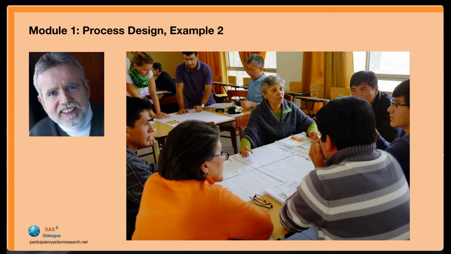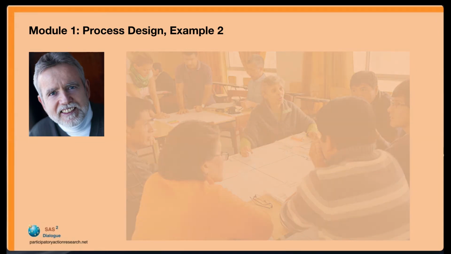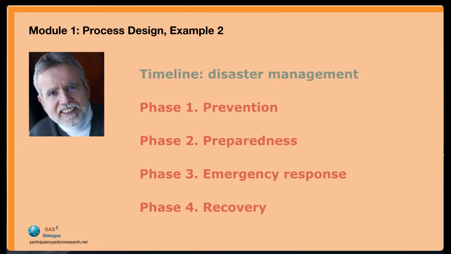The group then used the information from resource mapping and storytelling to support discussion of the kinds of things that can go wrong with relief efforts. Timeline, also from Module 2, then helped structure the observations into the 4 standard phases of the disaster management cycle: prevention, preparedness, emergency response, and recovery.